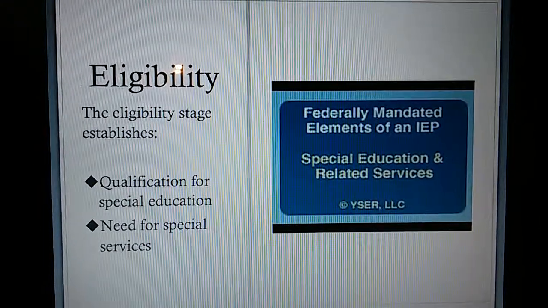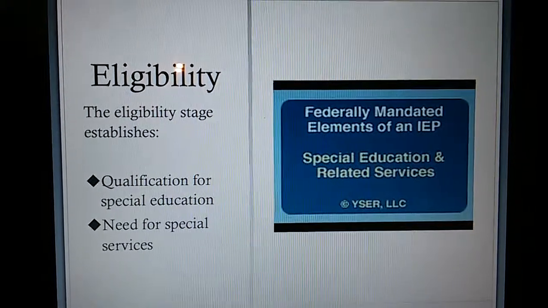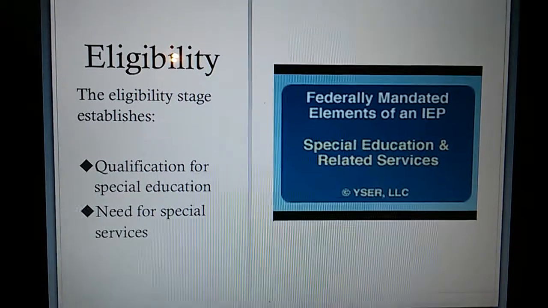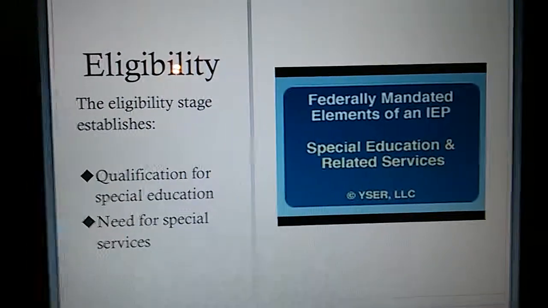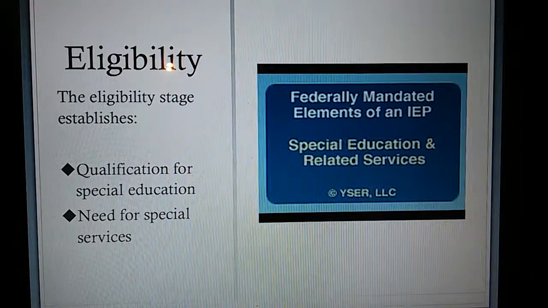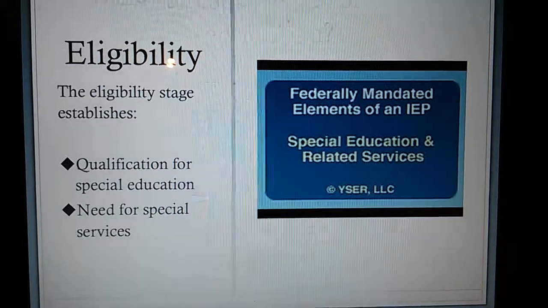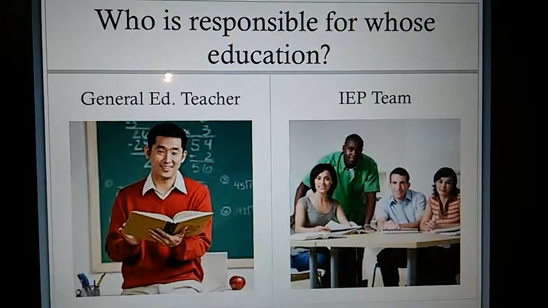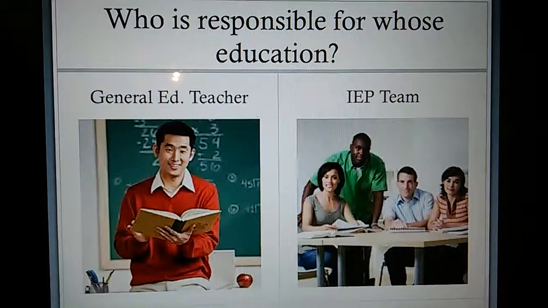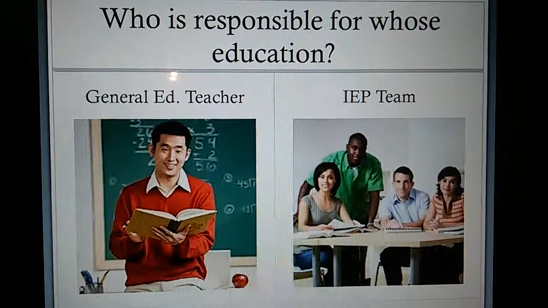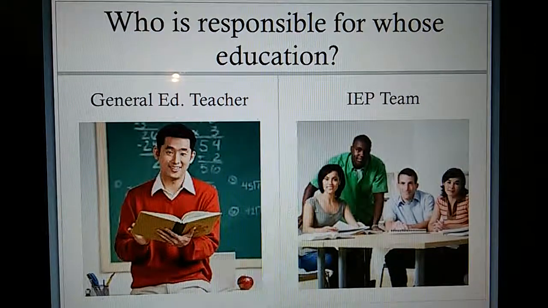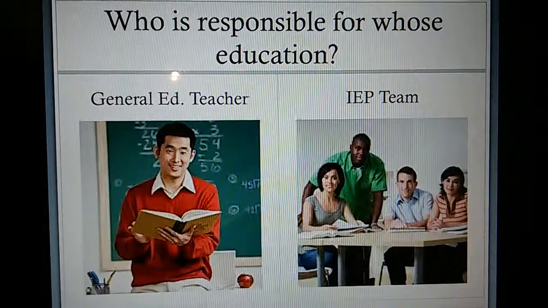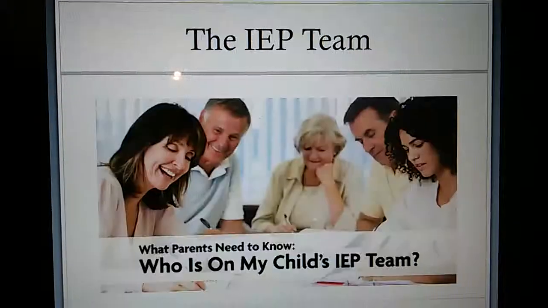Eligibility. After the evaluation and identification process, the eligibility stage establishes whether a student is eligible for special education, and if so, what related services he should receive. If the student is not eligible for special education, the general education teacher continues to be responsible for his education. If he is eligible for special education, the IEP team shares the responsibility for his education.